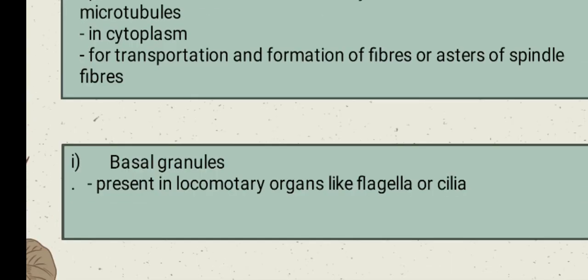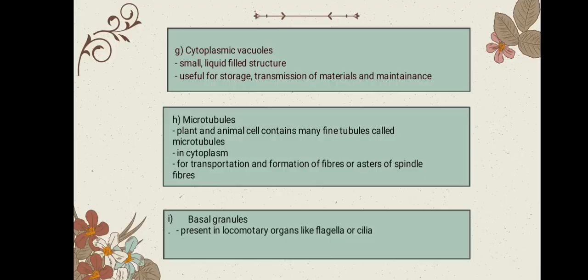Next is the basal granule. Basal granules are usually present in locomotory organs like the flagella or cilia. So this was about the cytoplasmic organelles.